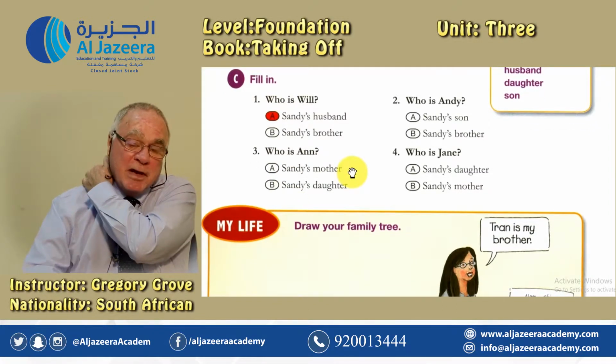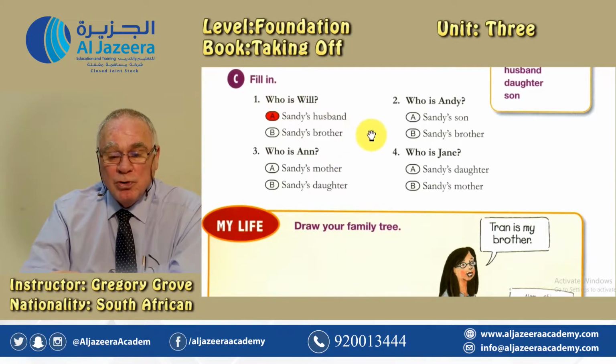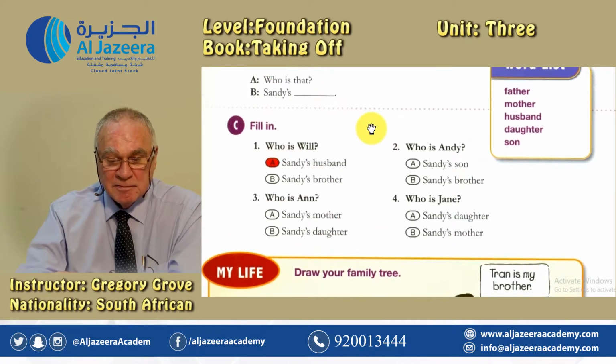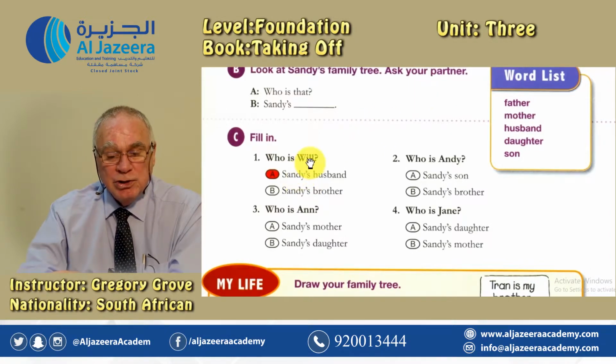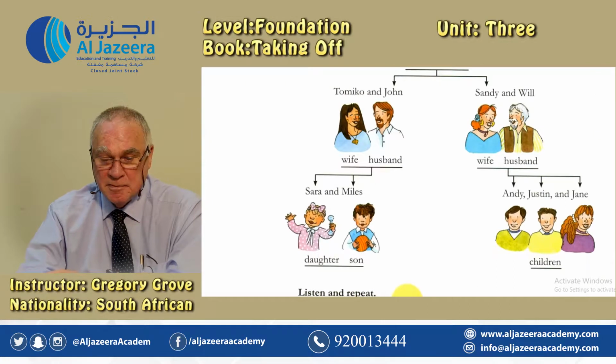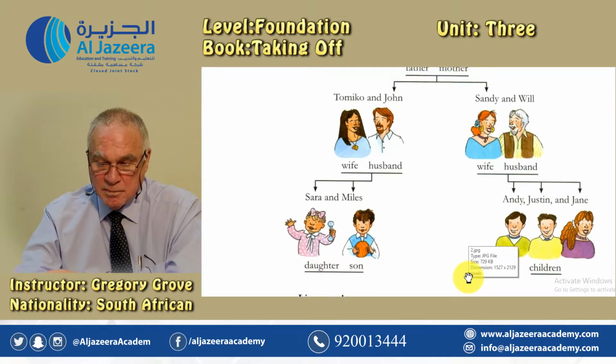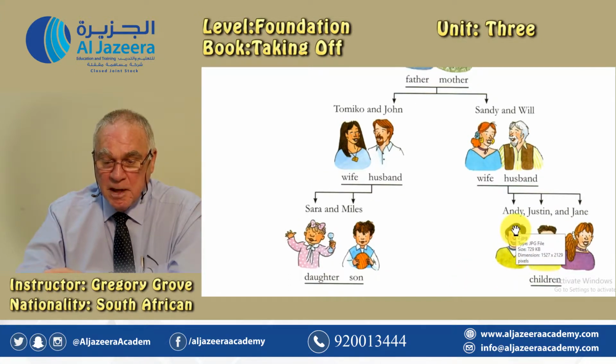Now, looking at Sandy's family tree, I want you to complete this exercise. Who is Will? Will is Sandy's husband. Who is Andy? Is he Sandy's son or Sandy's brother? Look back at the family tree. Who is Andy? There we have Andy, and he is Sandy's son.